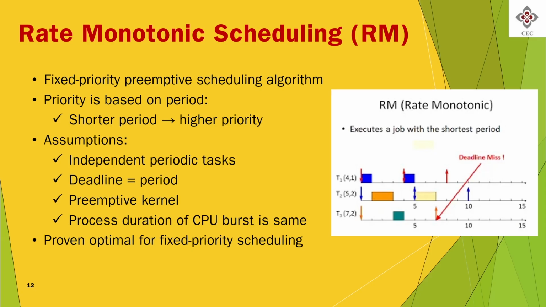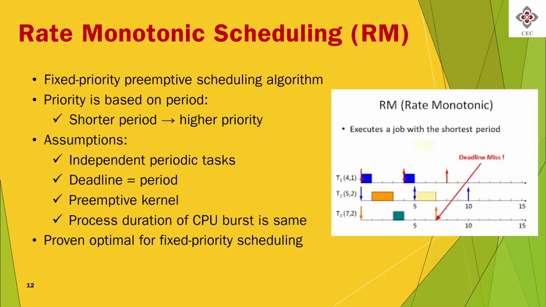Other assumptions are independent periodic tasks, where each task is independent and the deadline is equal to the period, and a preemptive kernel, which takes away the process assigned before in the CPU and assigns the new process. The CPU burst duration is the same: for each period the amount of time it is assigned the CPU is the same, there is no change in that. It is proven optimal for fixed priority scheduling. So, this is always suitable for fixed priority.